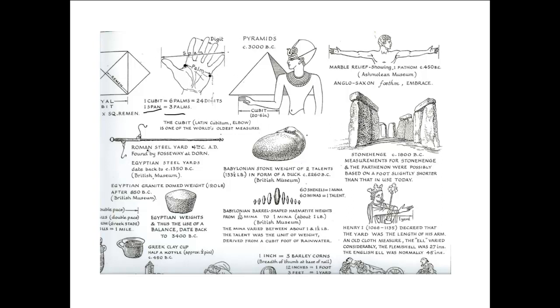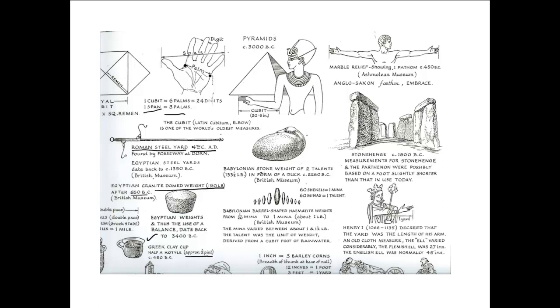And similarly, a Roman steelyard, 4th century AD. And you can look at this Egyptian granite domed weight, 120 pounds, again 850 BC. These have been taken from museums. Greek clay cup, approximately one half of a pint. This is again a unit. So you could also measure things by saying, I will give you half a cup of this, or one cup of water, one cup of milk, and exchange something for other items. So this was used as a measurement standard.